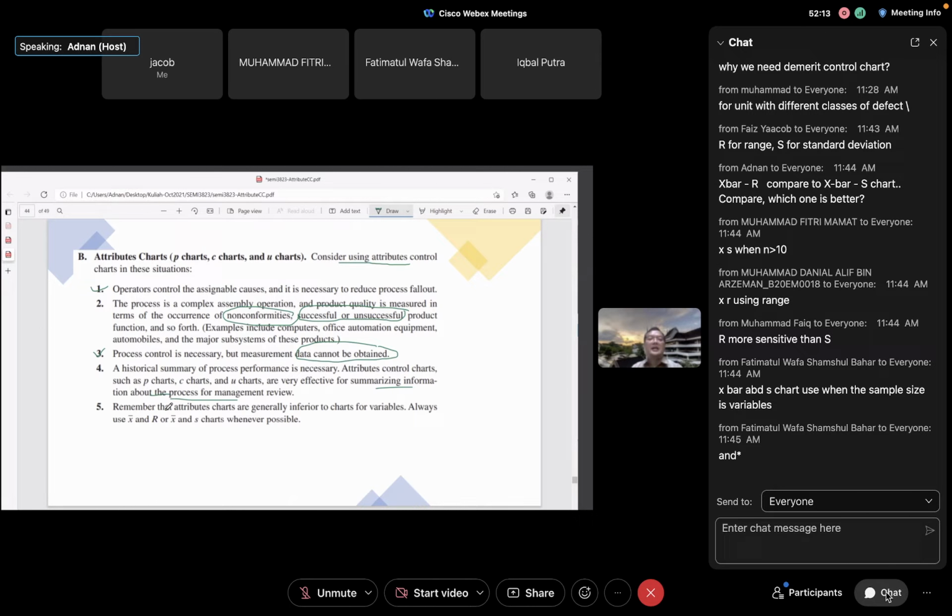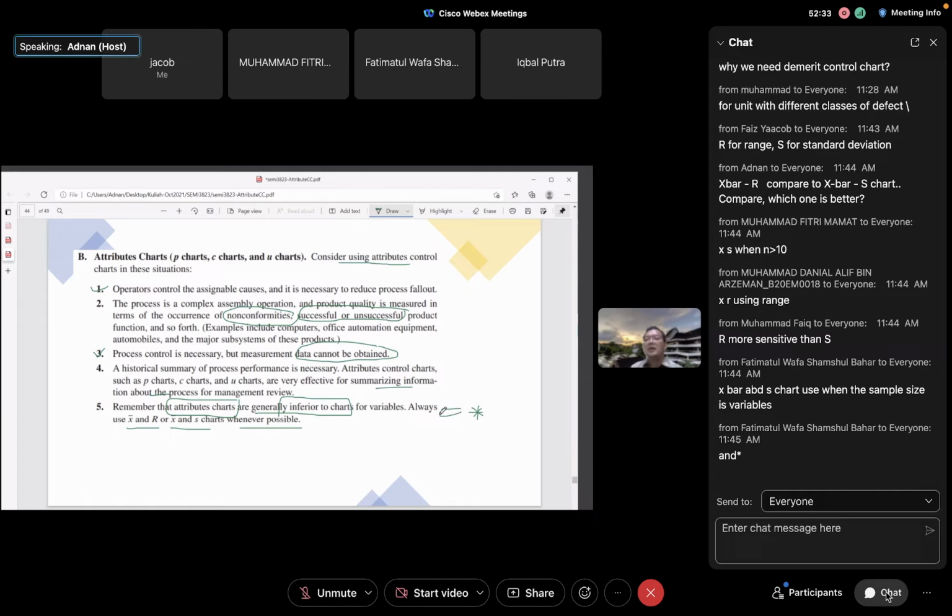Attribute charts are generally inferior, meaning not as powerful as variable charts. They have limitations, and the information is also limited. Always use X bar R or X and R chart whenever possible. Whenever possible, use variable.